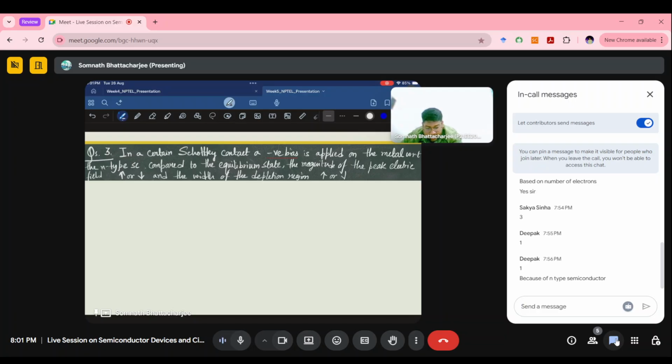So the question is that we have a Schottky barrier, which is the connection between a metal and an n-type semiconductor. Right now we are applying the negative bias on the metal with respect to the n-type semiconducting layer, and based on the equilibrium state, what will be the change in the peak electric field? Will it increase or decrease? And what would be the change in the width of the depletion region, will it increase or decrease? Give me the answers, and also tell me why it is happening.